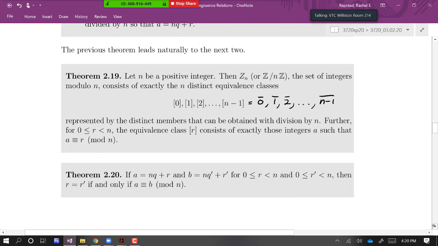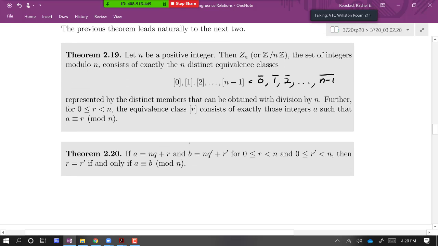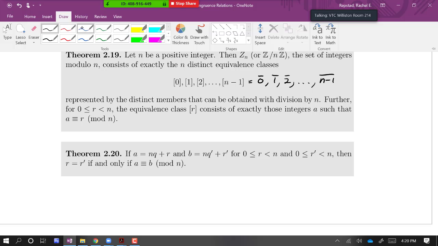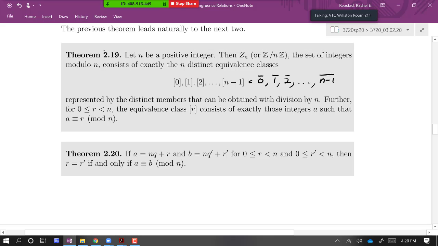And Theorem 220 simply says if we use the division algorithm and try to figure out what A is equivalent to mod n, suppose A is equivalent to R mod n, right, it leaves a remainder of R, and B leaves a remainder of R prime mod n, then these two remainders are the same if and only if A and B are equivalent mod n.